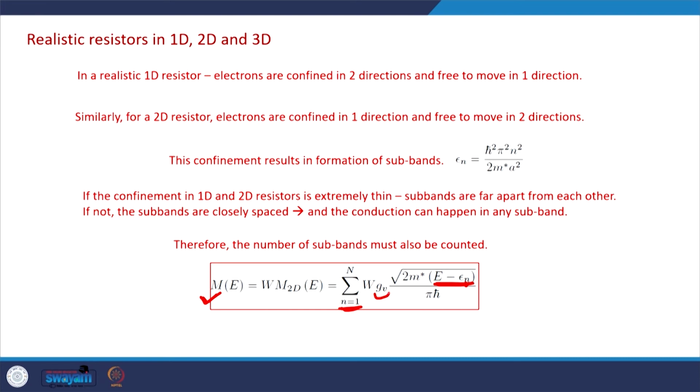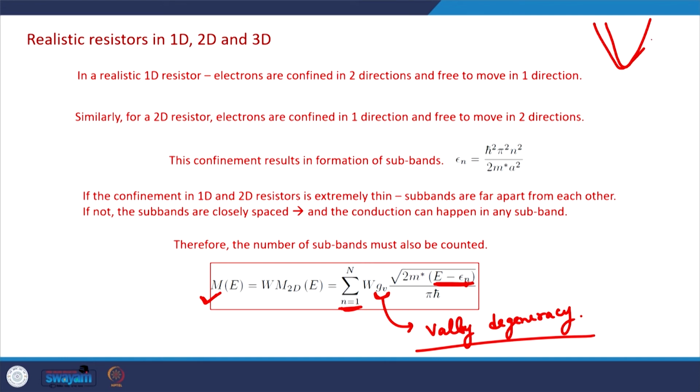There is another number that is written as GV. This is known as the valley degeneracy. So, typically what happens is that sometimes in the EK diagram of the semiconductor, we might have a situation like this. This is the EK diagram, or the energy axis can be here as well. So, in this case, at the bottom of the conduction band or top of the valence band, there are multiple solutions, or multiple EK plots overlap with each other, generally at the band edges.